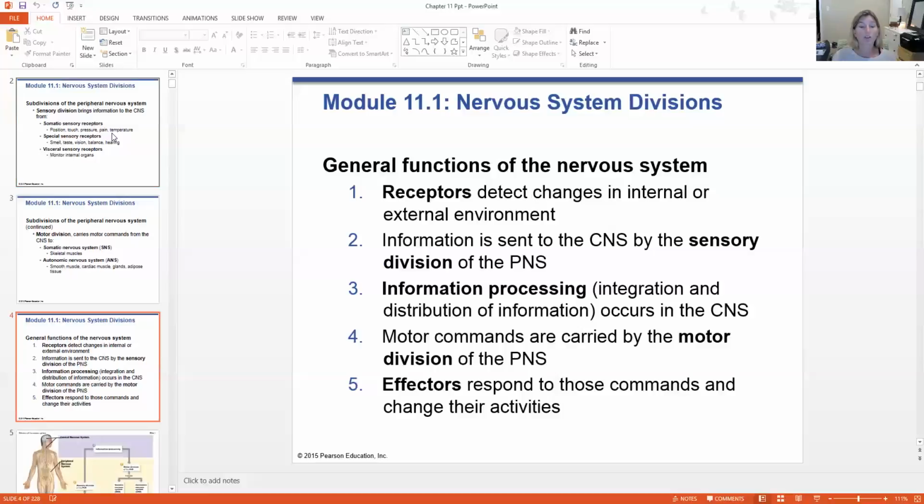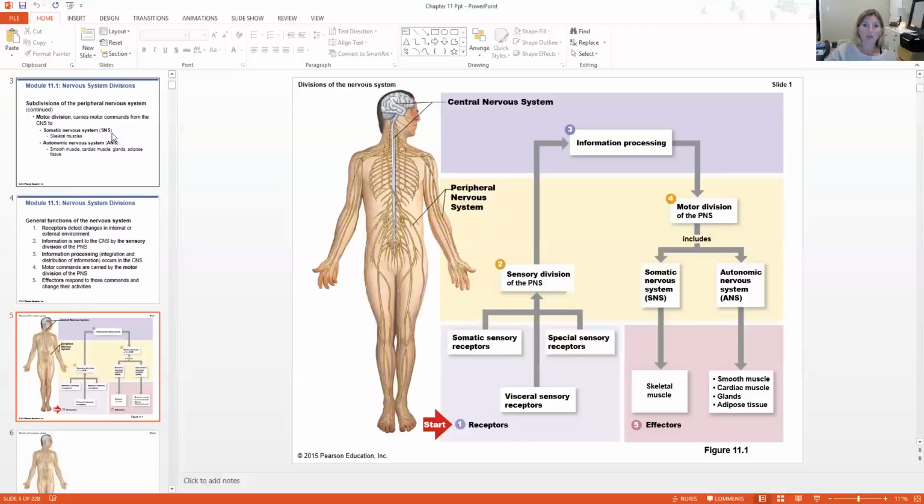Then the motor commands are carried out by the peripheral nervous system, and then the effectors are what's responding to those motor commands, like a muscle flexing or a gland secreting, etc. Here you see the whole breakdown.